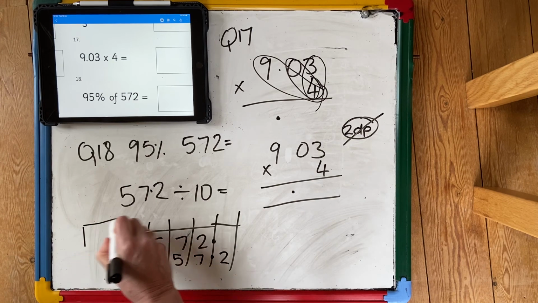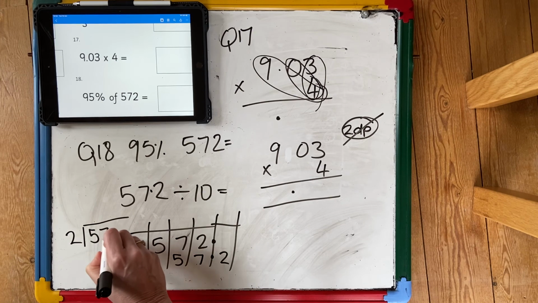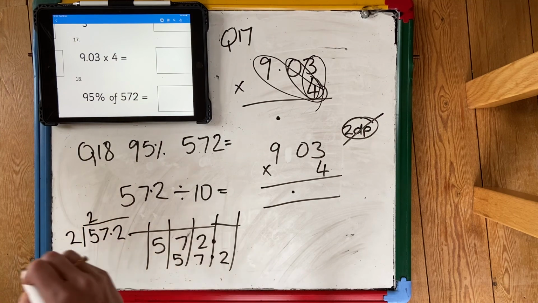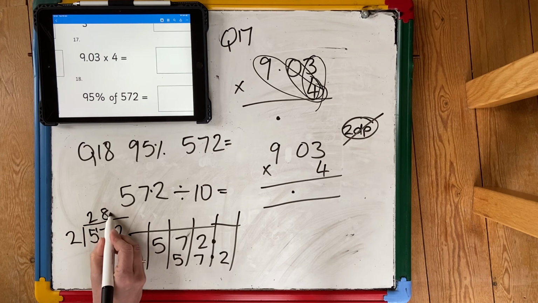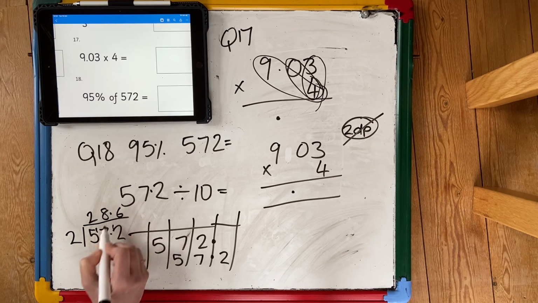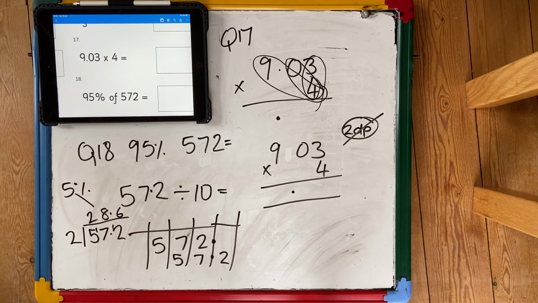Well, half it. So divide it by 2. 57.2. How many 2s are in 5? It is 2. Remainder 1. How many 2s are in 17? Well, I know that 8 2s are 16. Remainder 1. Put your decimal point in. Remember, your decimal point needs to be lined up all the time. How many 2s are in 12? It is 6. So 28.6 is 5%.